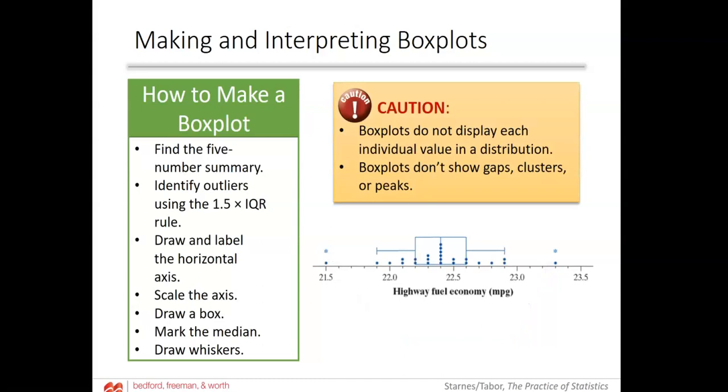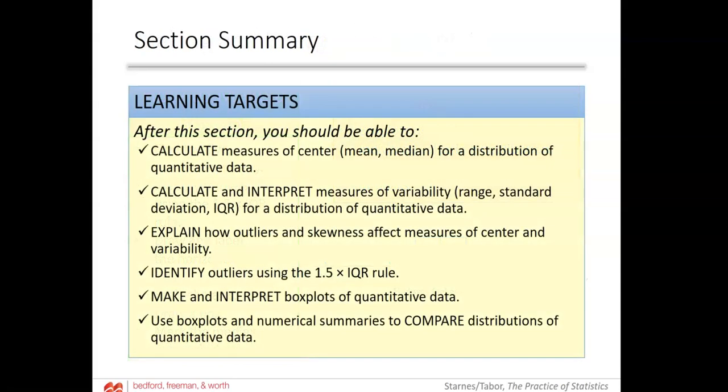Box plots don't show gaps, clusters, or peaks. So you don't really know where a gap is, except at the end of the whisker and the outlier. That's the one spot where you might know of a gap.